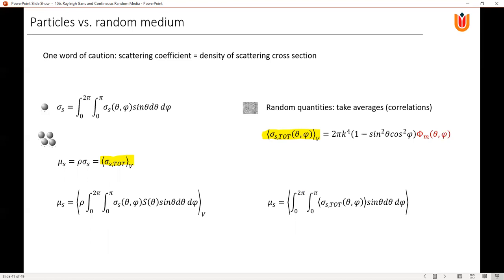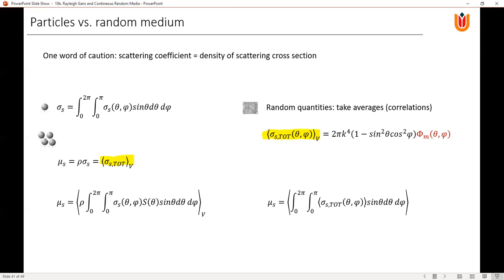The word of caution is here. The scattering coefficient is by definition the density of scattering cross section. So we calculate the total scattering cross section of the volume and divide it by the volume. In the case of spheres, that meant that, in the ideal case, we could just calculate the scattering cross section of a single particle and multiply with the density. But we could write this volume density of total scattering cross section in this form.